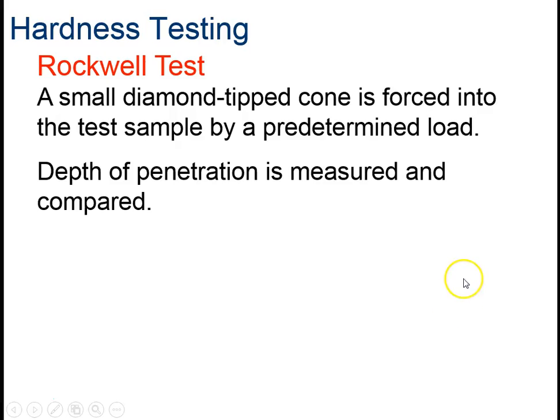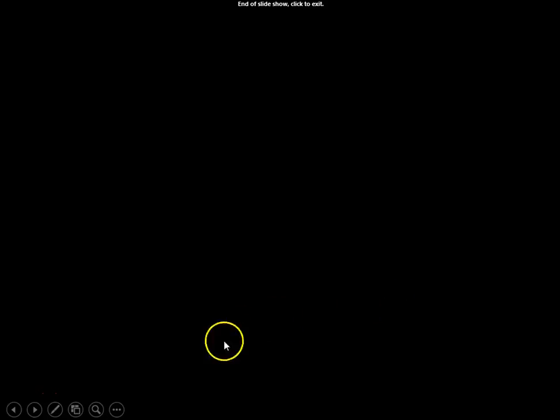And the Rockwell test also tests for hardness, where they actually use a diamond-tipped cone and push it into the sample and see how far in it goes. And that's the end of part 2.